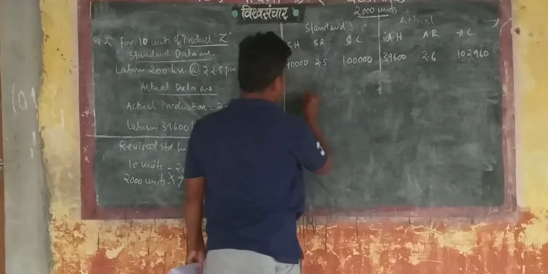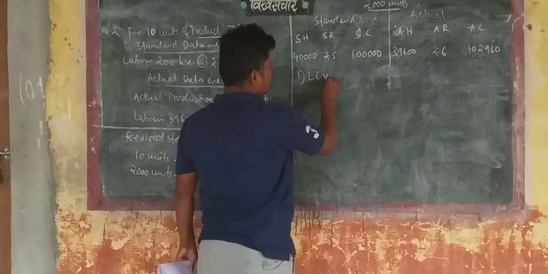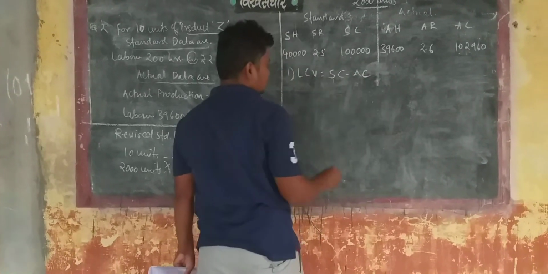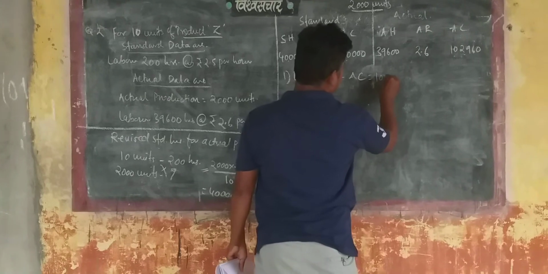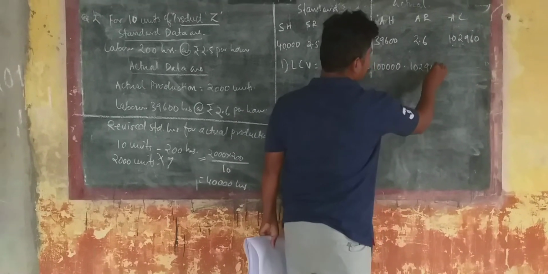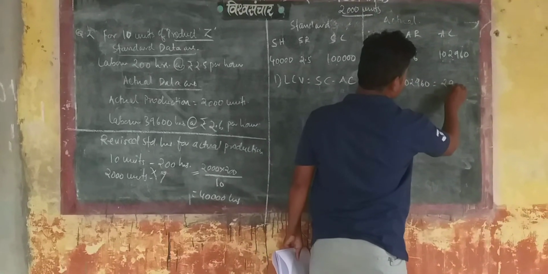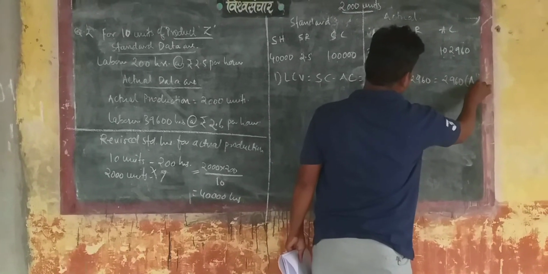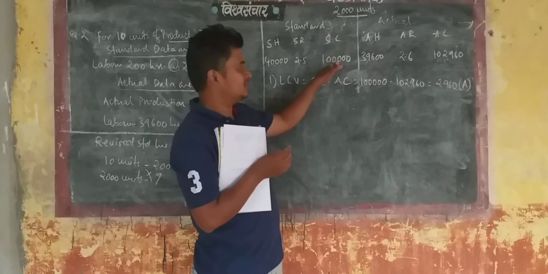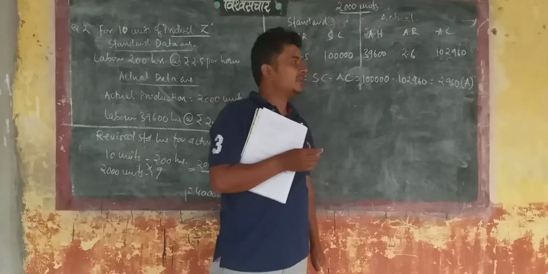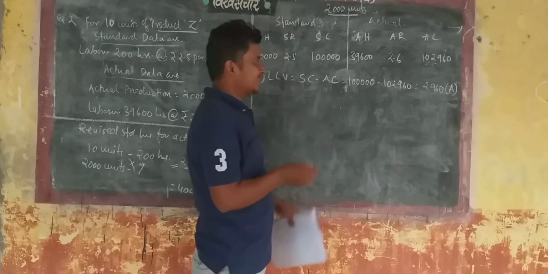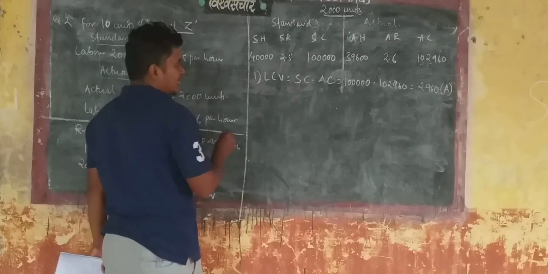So first variance is labor cost variance. What is the formula? Standard cost minus actual cost. Standard cost is 1 lakh. Actual cost is 1,02,960. So the difference is 2,960, and this variance is adverse. Why adverse? Because we had decided the standard cost as 1 lakh, but the actual cost is 1,02,960, so 2,960 extra we have paid to laborers. That's why the variance is adverse.